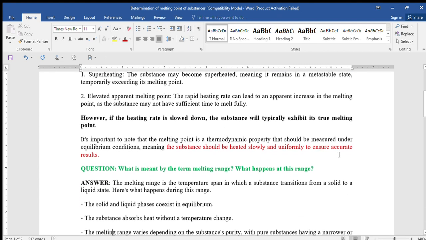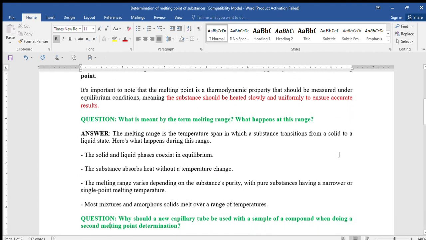Question 3. What is meant by the term melting range and what happens at this range? If you go back to my explanation of melting point, I think you should be able to relate with this melting range. The melting range is a temperature span in which a substance transitions from a solid to a liquid state. So what happens at this range? 1. The solid and liquid phase coexist in equilibrium. 2. The substance absorbs heat without a temperature change. 3. The melting range will vary depending on the substance purity.